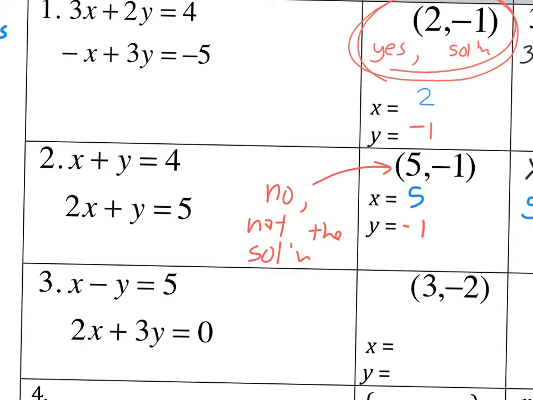Now, here's what I'm not saying. Do not say no solution. No solution means there is never any numbers that will ever work. All we're saying is that this particular one does not work. So it's not the solution, as opposed to saying no solution. So just beware of that.